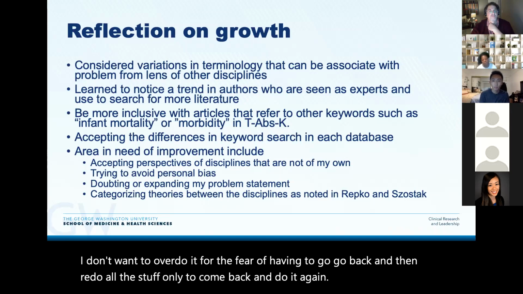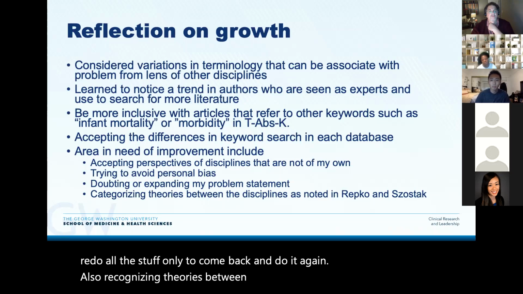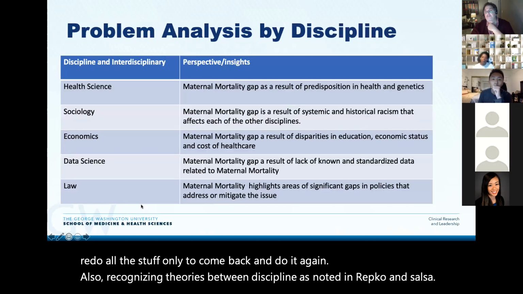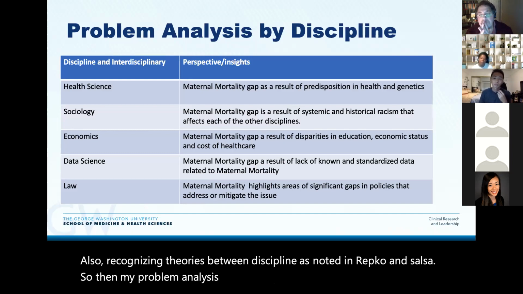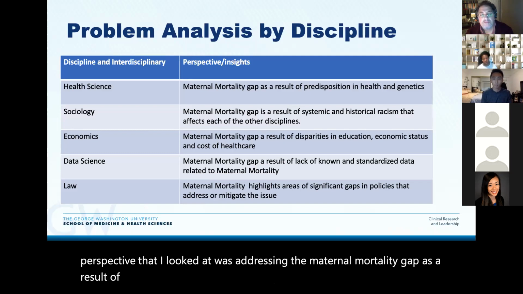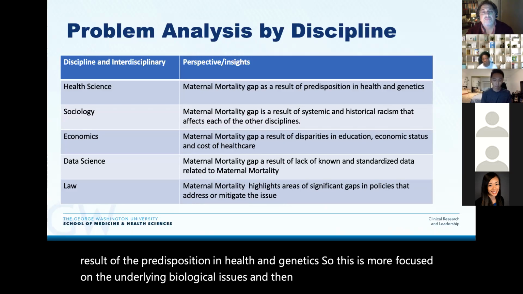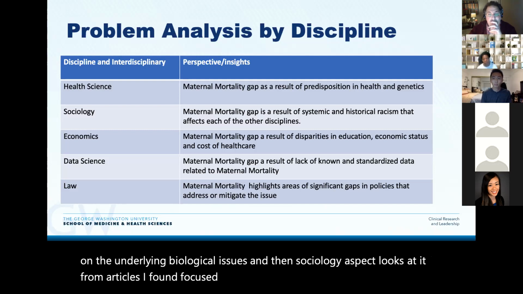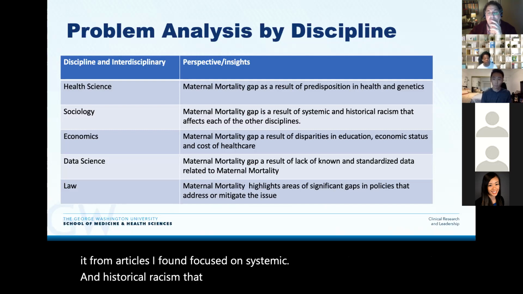Also recognizing theories between disciplines, as noted in Repko and Szostak. So I did my problem analysis by discipline, looking at health science. The perspective that I looked at was addressing the maternal mortality gap as a result of the predisposition in health and genetics, so this is more focused on the underlying biological issues. And then the sociology aspect looks at it from the articles I found focused on systemic and historical racism that affects each of the other disciplines.